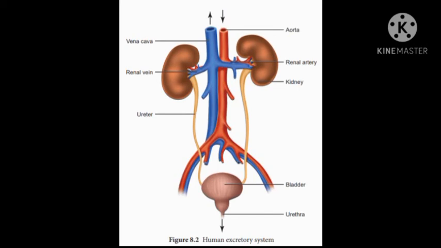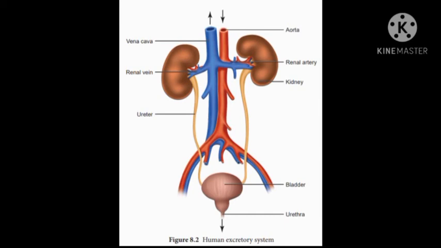Next is ureters. The narrow tube called the ureter runs from the inner side of each kidney up to the urinary bladder. Urinary bladder is a muscular bag situated in the lower abdomen. Next is urethra. Leading from the urinary bladder is a single median tube known as the urethra. It opens to the outside.